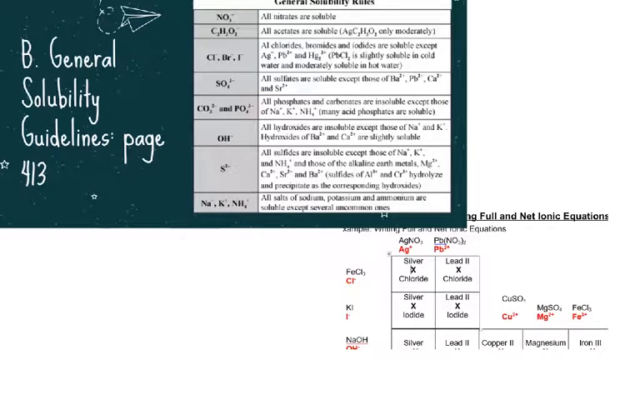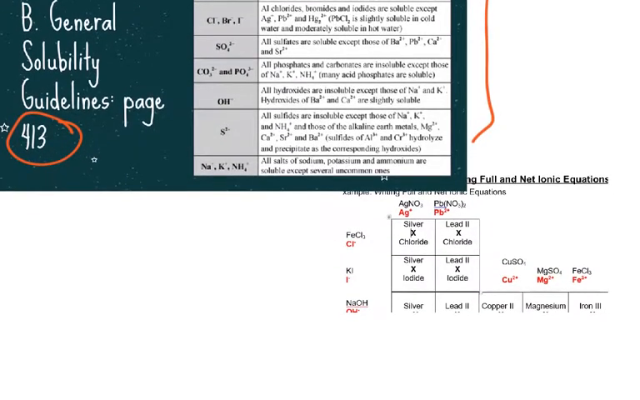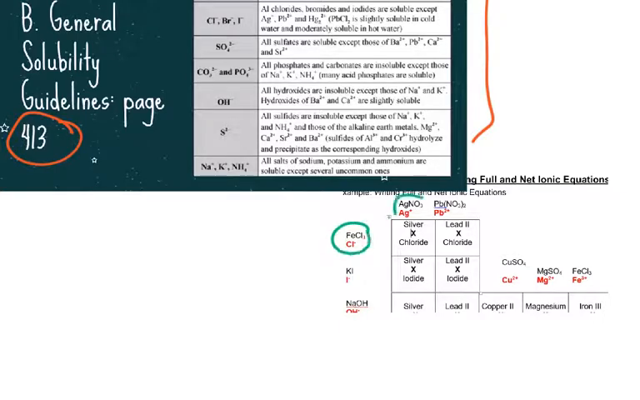This picture here is what you're going to reference to determine if compounds are soluble or insoluble. That picture is also on page 413 of your book. So you can either reference this slide from your notes or you can reference that book. Okay, so I'm going to slide up and down to see those. So I'm just going to start with my first two, silver nitrate and iron 3 chloride.